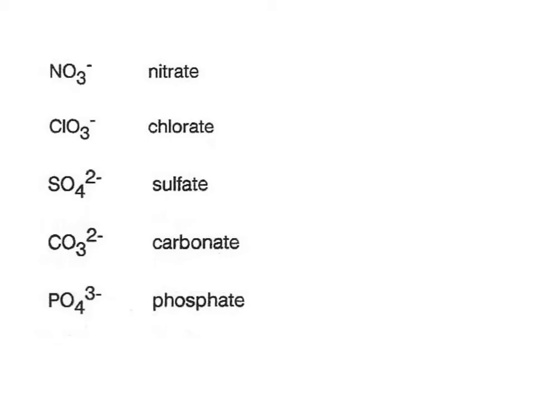Now, let's add a few more in. So there's 5 of them here, and these are the ones that are the most common ones that we use. We see nitrate with NO3, that's 3 oxygens and a -1 charge. Chlorate, ClO3, again 3 oxygens with a -1 charge.